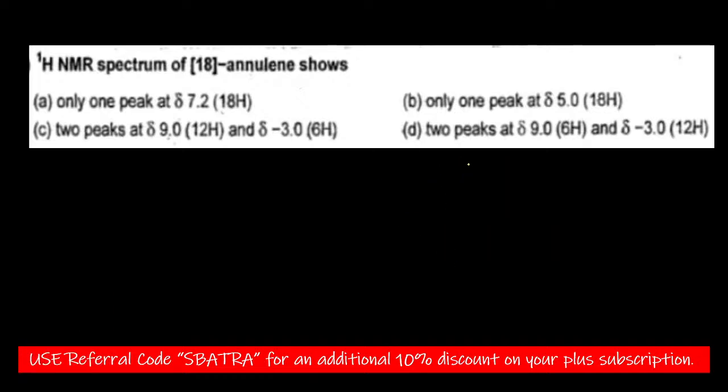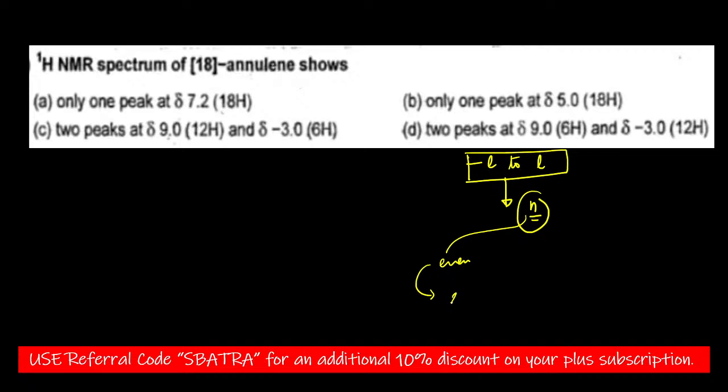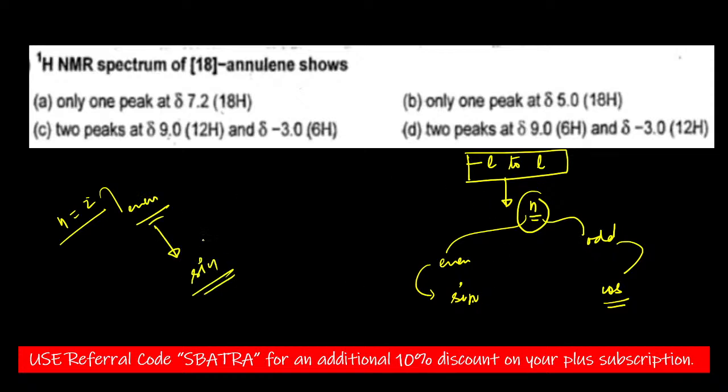So whenever your system is like minus L to L, then you have to find the n value. If the n value is even, the equation would be in sine terms. If the n value is odd, the equation would be in cos terms. Now, in the previous question, the excited state is first. First excited state means n is equal to 2. If n is equal to 2, you can see it's an even number. So with an even number, we will have the sine equation.